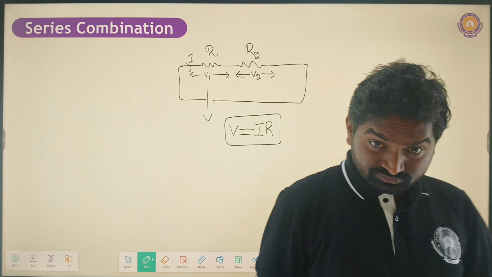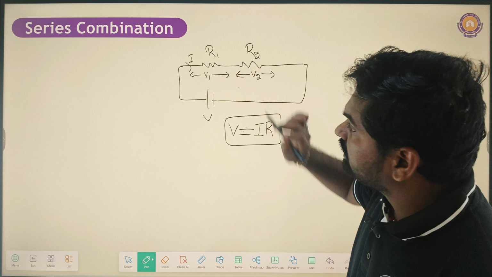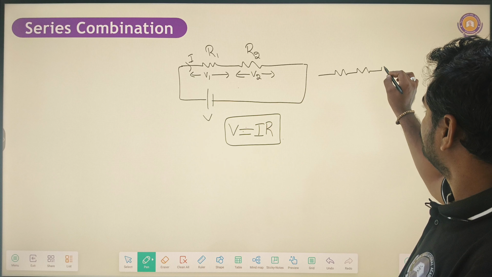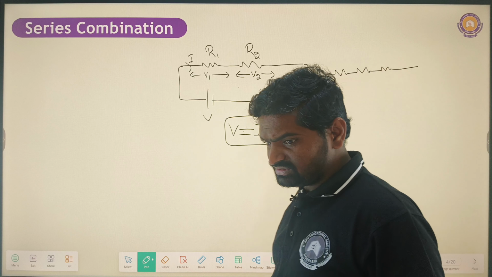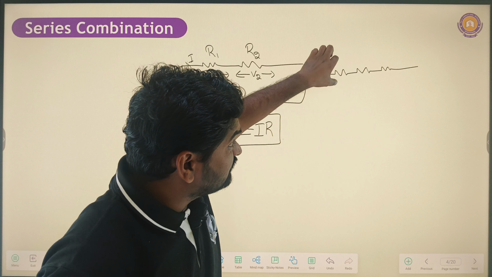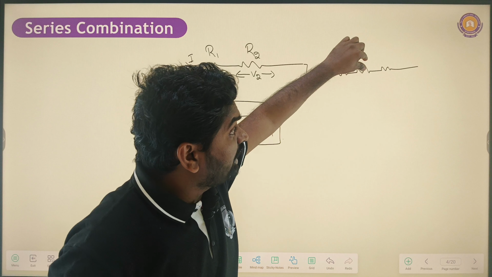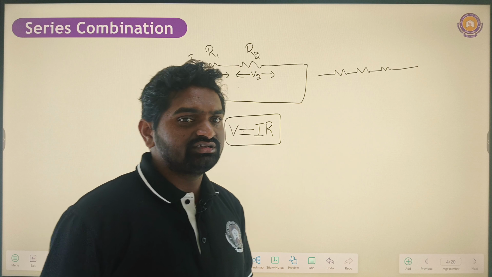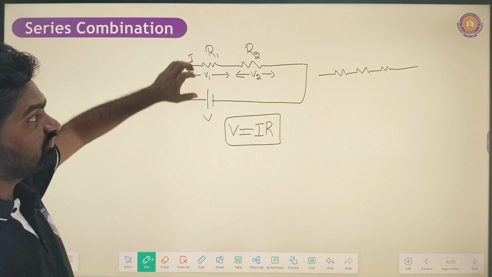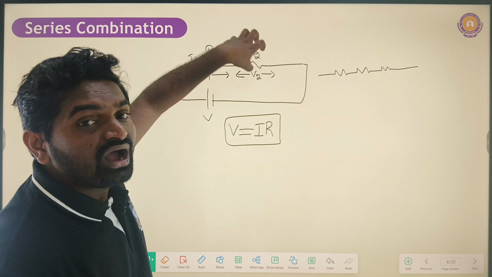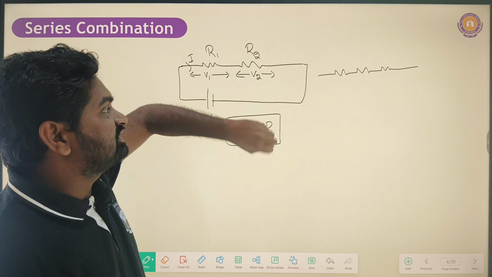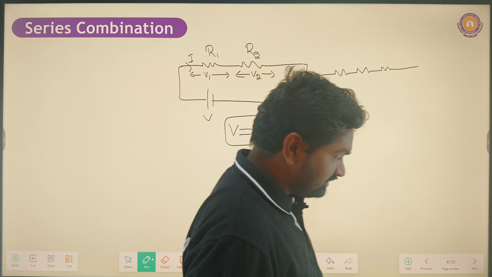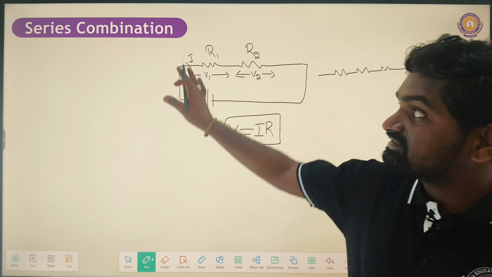Suppose two resistances R1 and R2, or for example three resistances are connected like this, 1, 2, 3. We connect n number of resistances. Suppose R1's end is connected to R2 and R2's end is connected to R3. This is the series combination. So what is a series combination? If one end of a resistance is connected to the end of another resistance, that is called a series connection.